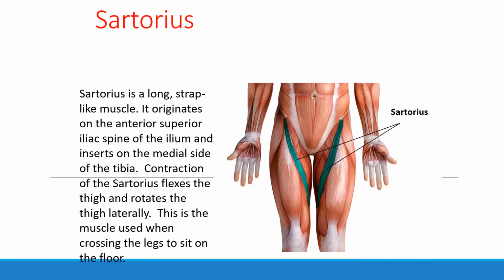There's our sartorius, runs from the ilium, all the way from the ilium down to the tibia, but it bends down across on the medial side here. It helps to stabilize our thigh, and we particularly use this muscle when we're trying to sit cross-legged.